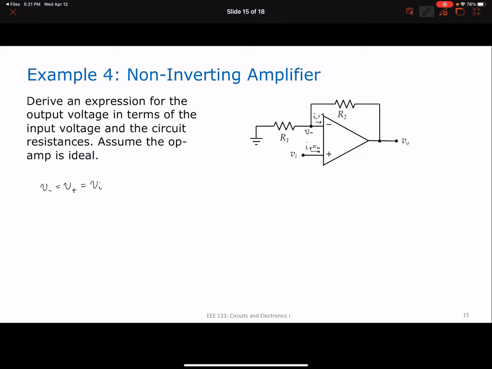Okay, next, what can we do? We need a relationship between Vo and Vi, so we can apply KCL at the inverting input. So what is that? You have V minus over R1. That's the current going from right to left here. Then you have V minus minus Vo over R2.